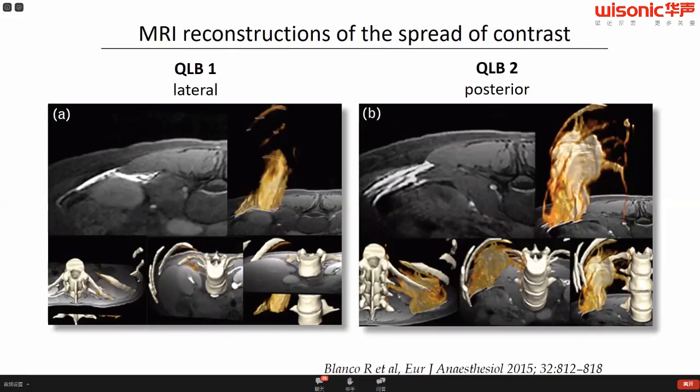These are MRI reconstructions of spread of contrast, and when you compare the lateral with the posterior block, you can see in the posterior block more of the contrast dye is spreading to the spinal nerves and probably also to the paravertebral space. That means with the posterior block you will have a deeper and more profound block. You will also find a somatic and visceral block.